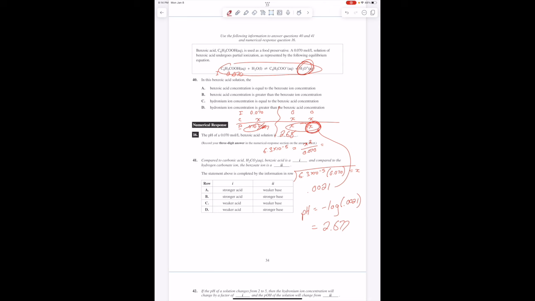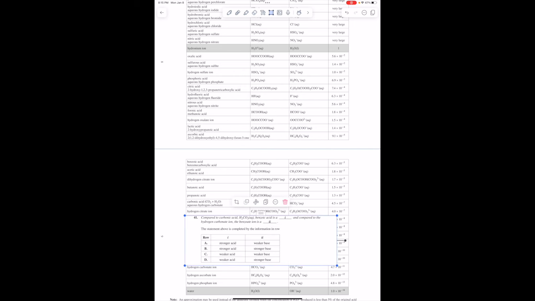Forty-one is part of this too. Okay, I don't want to erase anything yet. Compared to carbonic acid, H2CO3, benzoic acid is a... compared to the hydrogen carbonate ion. Oh brother. Okay. So I'm comparing carbonic acid. You know what? Let's do this. So I gotta have my... I am going to copy this, copy, paste. Okay. All right. What did it say? The H2CO3, where's that?